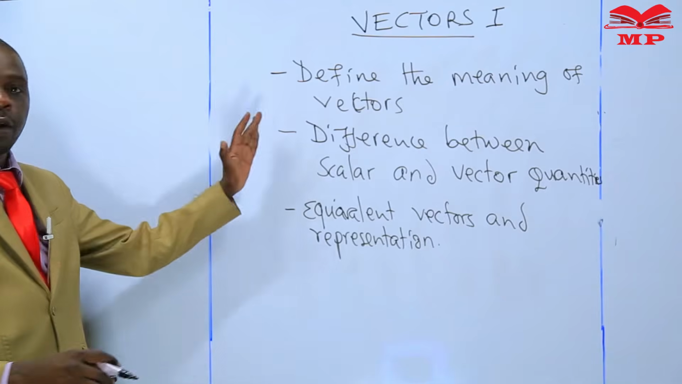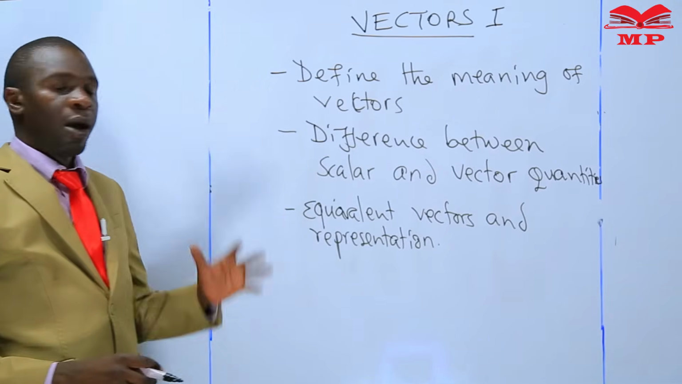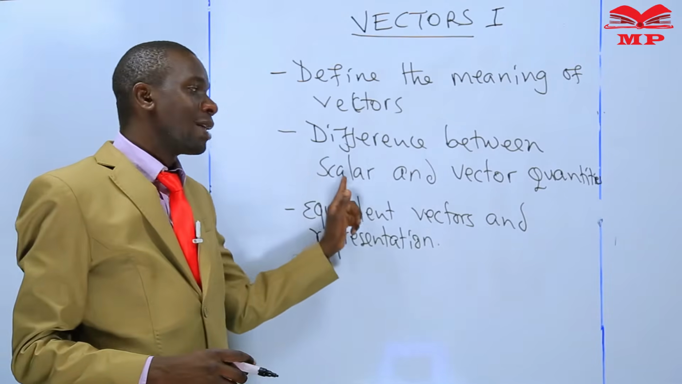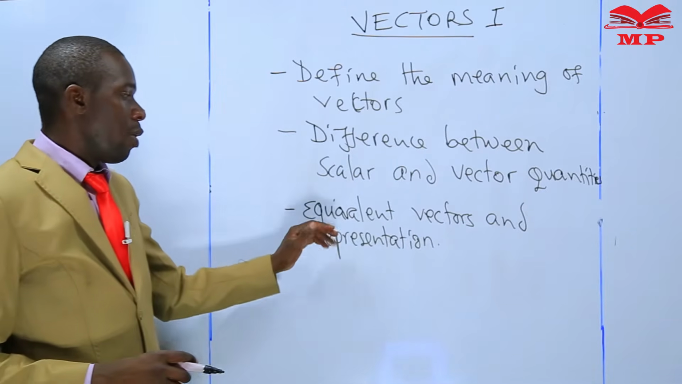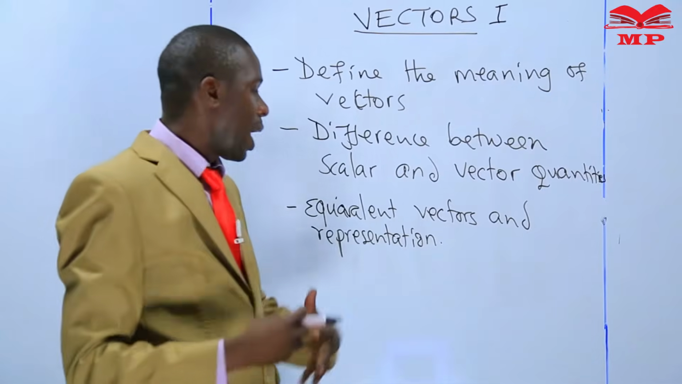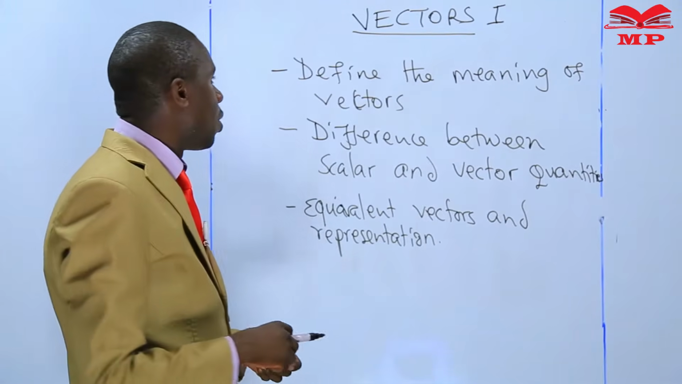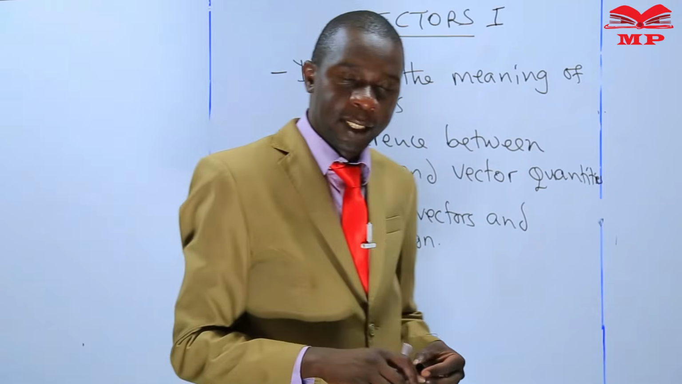So for this class, we are going to do 3 things. We'll get the meaning of vectors. By the end of this class, we should also be able to give the difference between a scalar and a vector quantity. And at the same time, we're supposed to be able to say what are equivalent vectors and how we can represent vectors. So we will start with the first thing and look at the meaning of vectors.